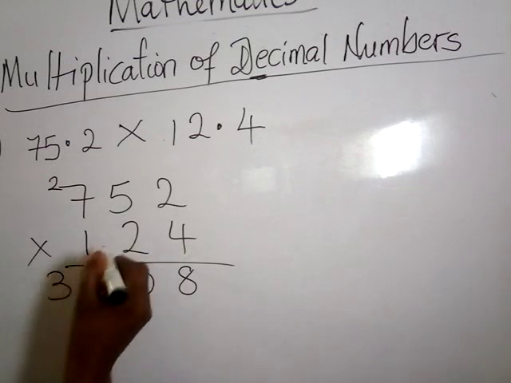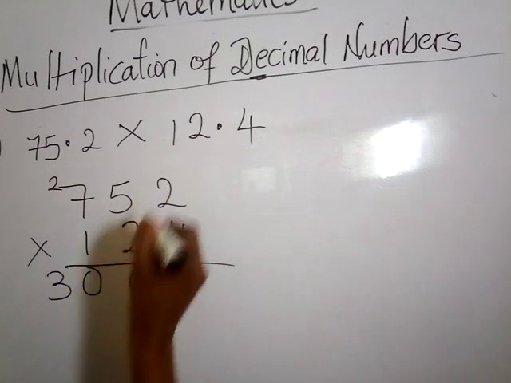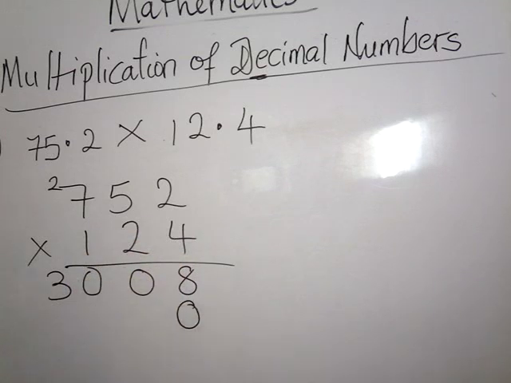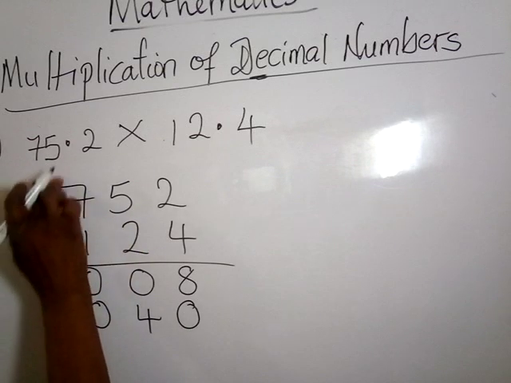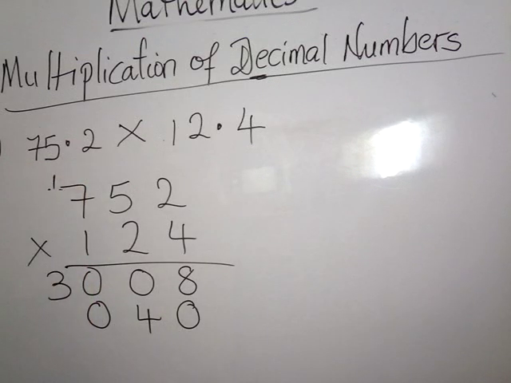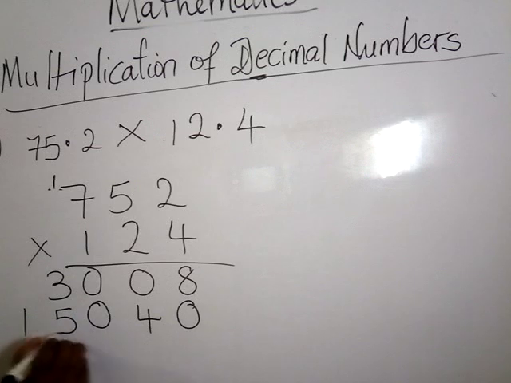So the next number is 2. 2 times 2, remember we block here, right? 0. So 2 times 2 is 4. 2 times 5 is 10. You write your 0, you carry 1, you bring the 1 here. 2 times 7 is 14, plus 1, you have 15. Okay, so we're done with 2.